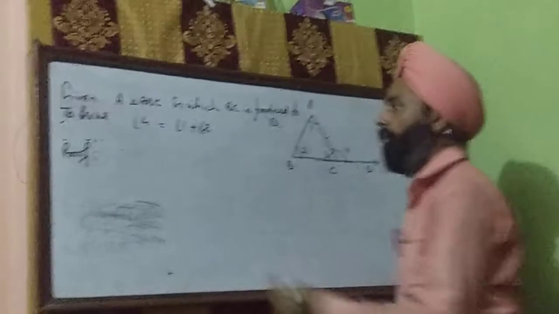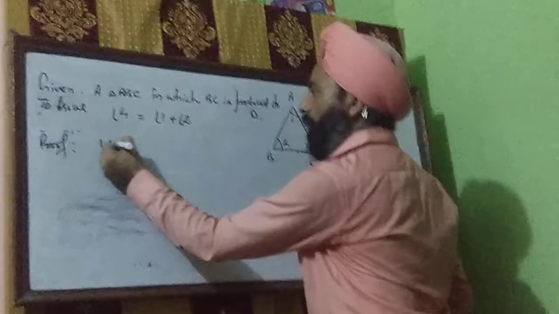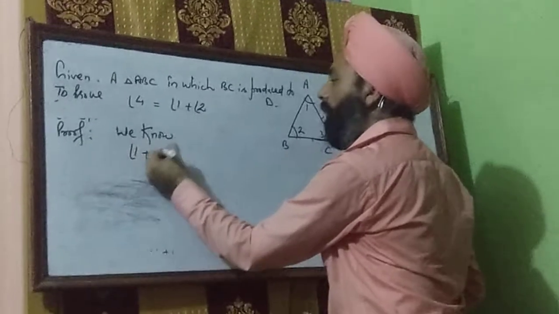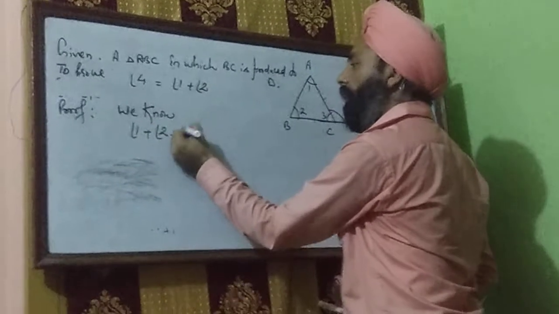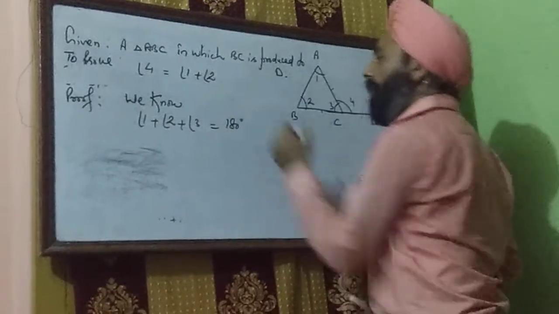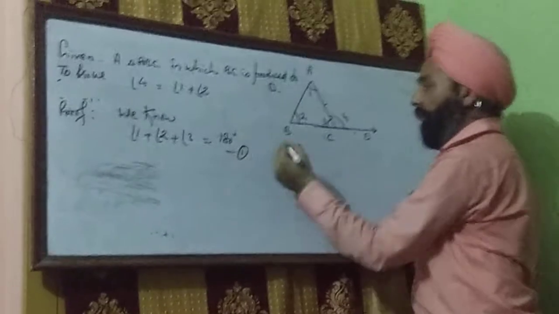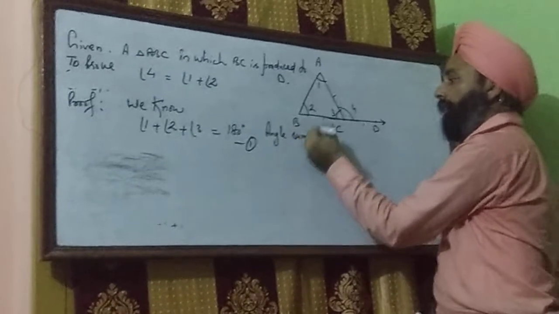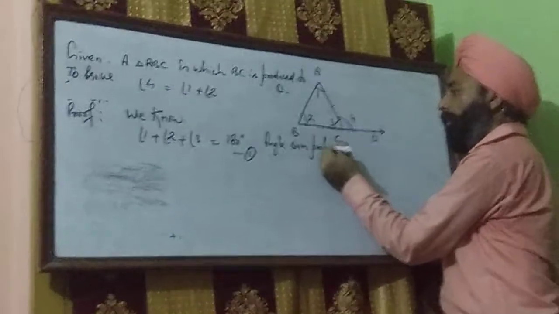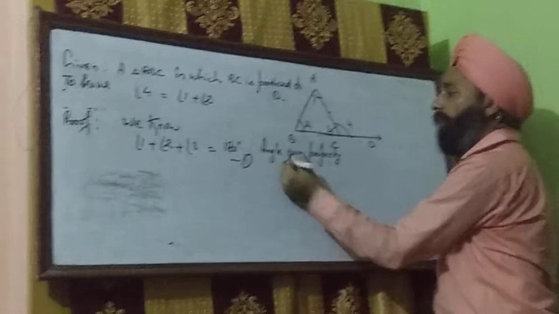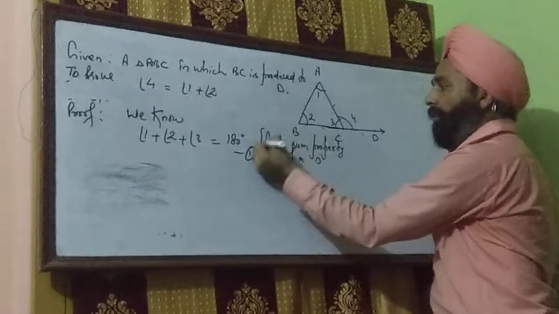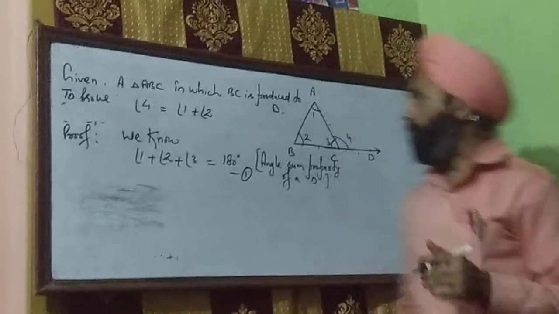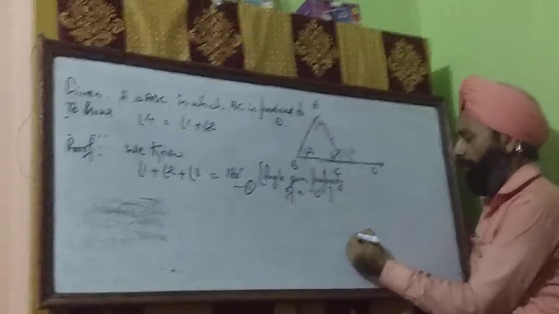We know angle 1 plus angle 2 plus angle 3 equals 180 degrees. We can mention the reason: angle sum property of a triangle. This one is the angle sum property, that sum of the interior angles of the triangle is 180 degrees.